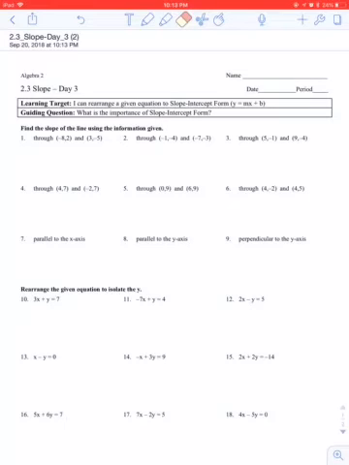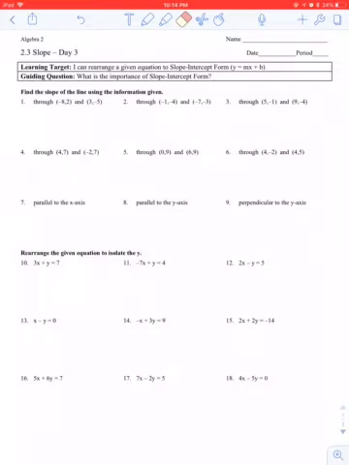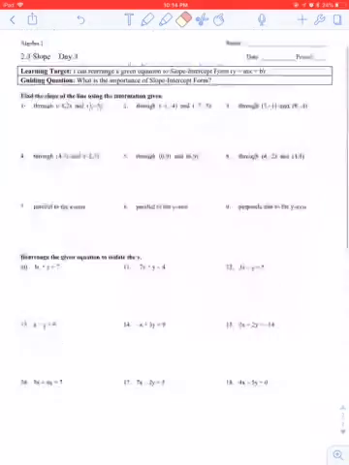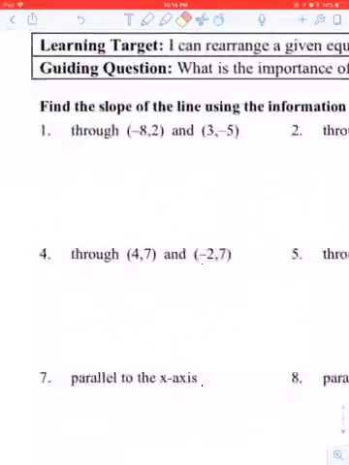This is 2.3 slope day 3. 1 through 9 is what we did yesterday. 10 through 18, that's the new material for today. So just a refresher, 1 through 9.